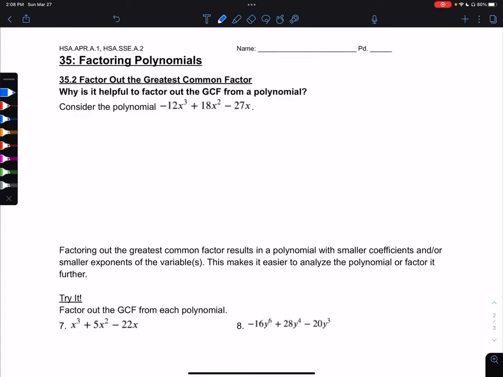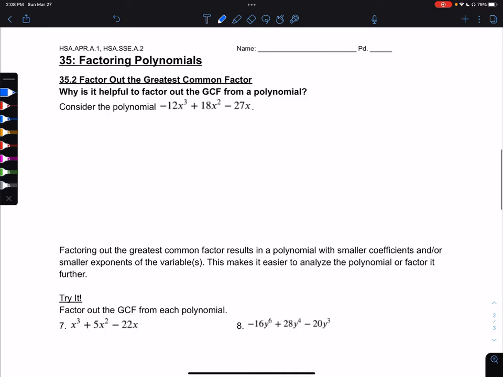In this video, we're going to look at topic 35, example 2, factor out the greatest common factor. We're asked why is it helpful to factor out the GCF from a polynomial, and then we're asked to consider the polynomial negative 12x cubed plus 18x squared minus 27x. So this is quite similar to the previous video. We're going to look for the GCF, or the greatest common factor, but the difference this time is we're going to actually factor out, and you'll see what that means in a moment.